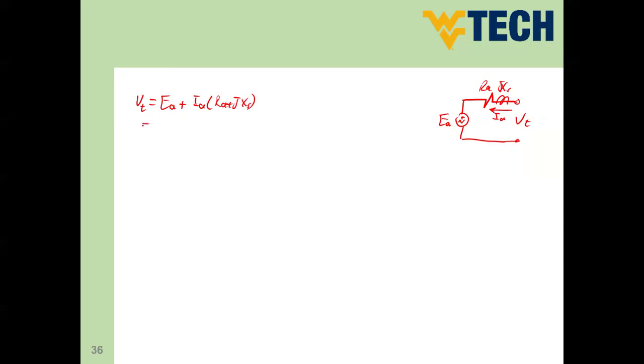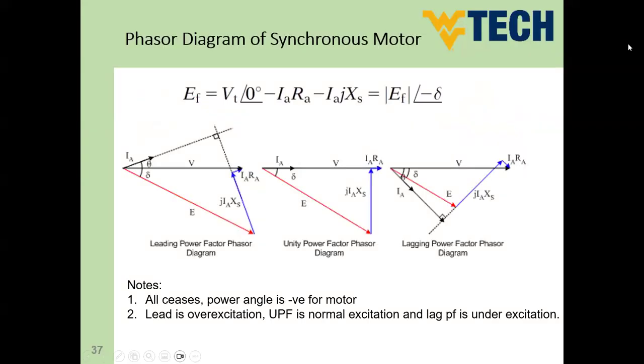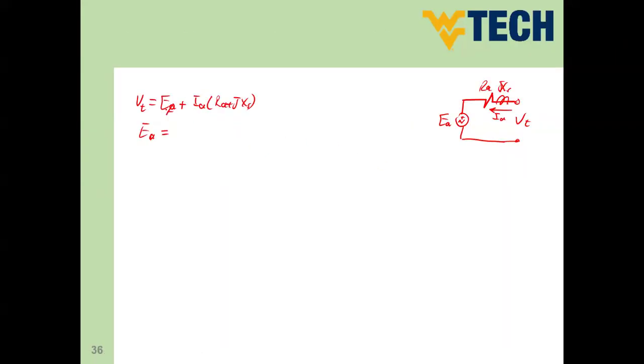So you can say also EF, or sorry, EA, whatever, A or F, guys, okay, equals, I think we have it in the symbols here, EF. Okay, so let's change that to EF. So EF equals V terminal minus IA times RA plus JXS. So this is the equation of the synchronous motor. How can we draw the phasor diagram of the synchronous motor?